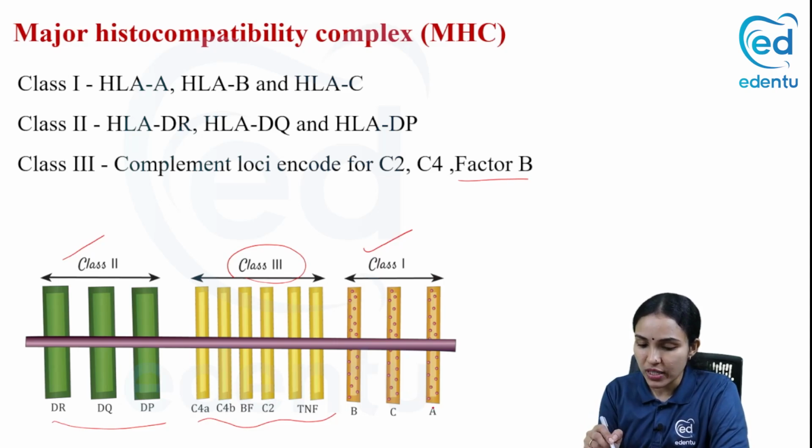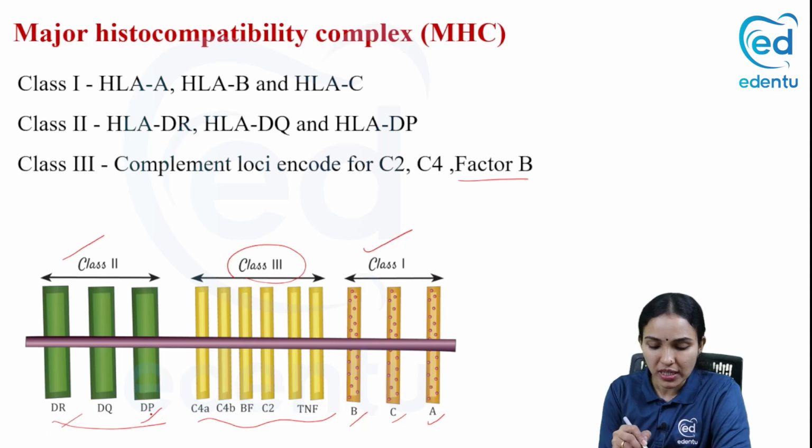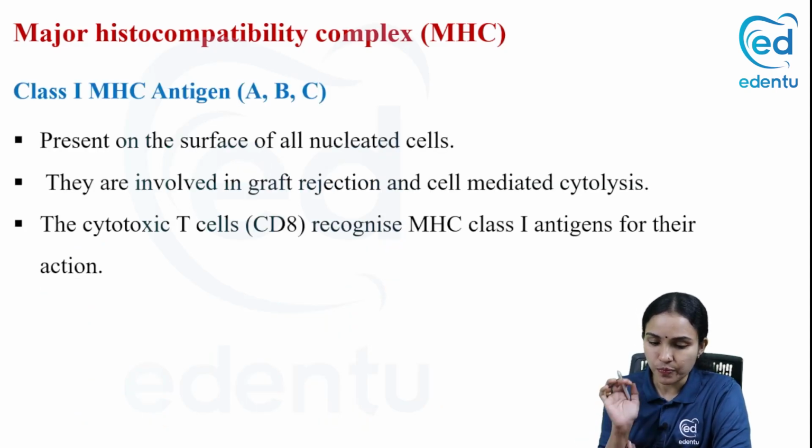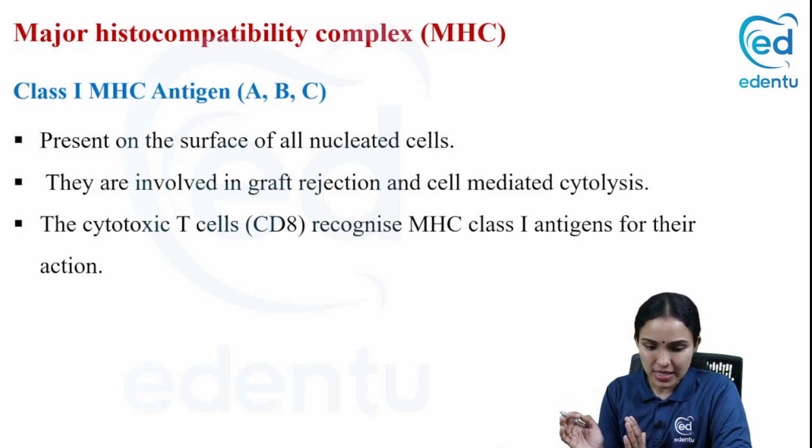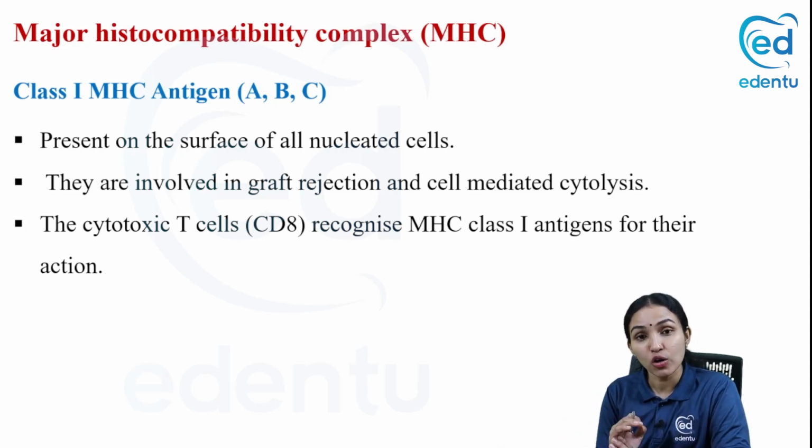So see, class 1 has got 3 regions, HLA A, B and C. Class 2 is in region D, which is again split into DP, DQ, DR. So DP, DQ, DR for class 2, HLA A, B, C for class 1. The class 1 antigens, that is HLA A, B, C, are present on the surface of all nucleated cells. I repeat, all nucleated cells. So they are not present on RBCs, and they are also lacking in neurons.